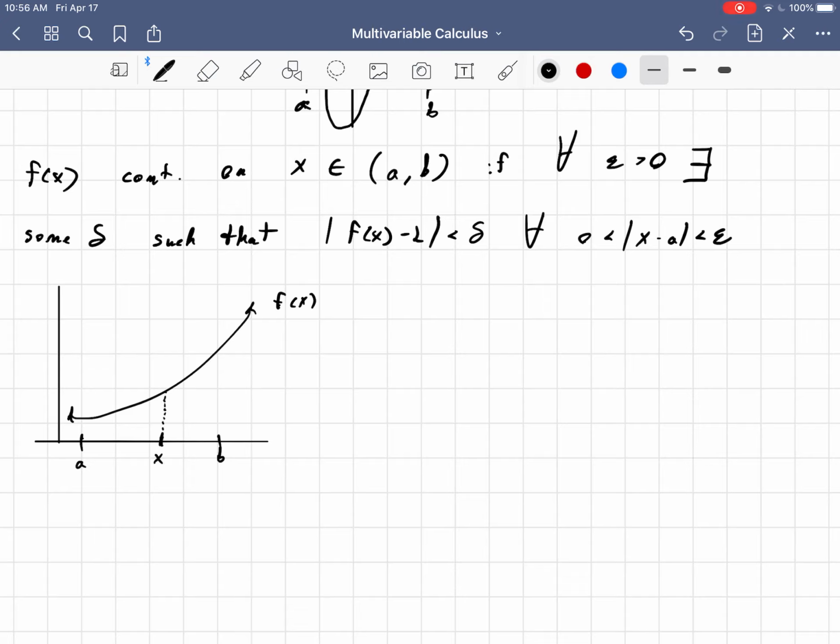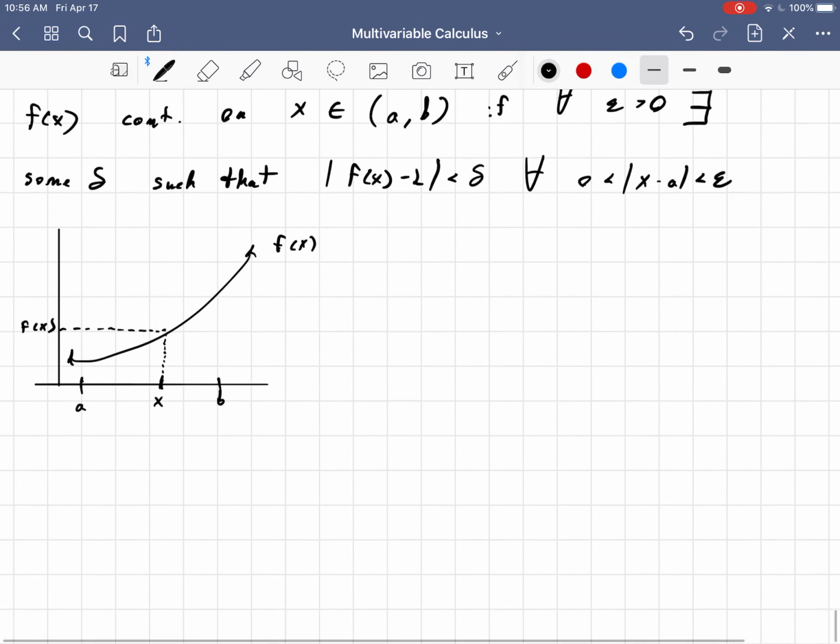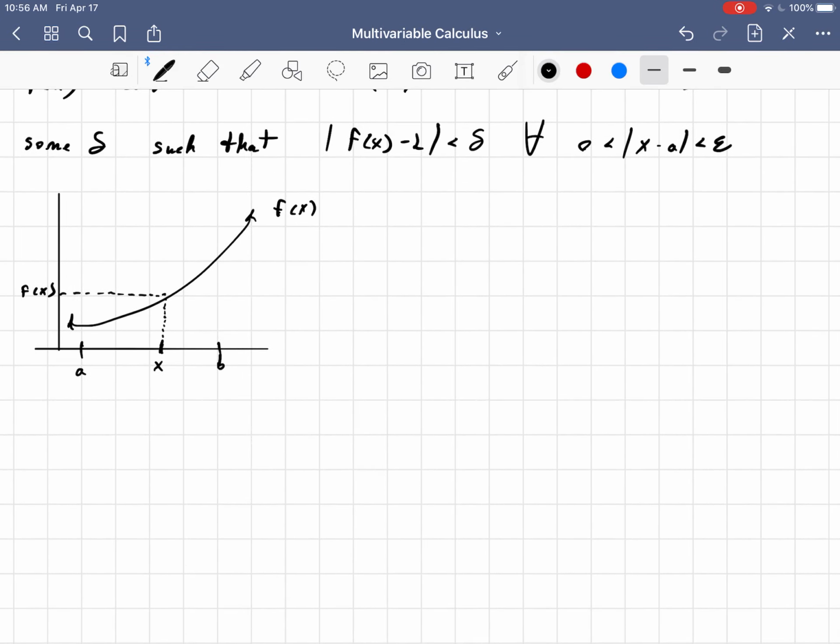And so let's say we are approaching this point here, x, on this curve. So then the y value is f of x. Okay, so now what we are talking about with this epsilon and delta business is, so 0 is less than the absolute value of x minus a is less than epsilon.